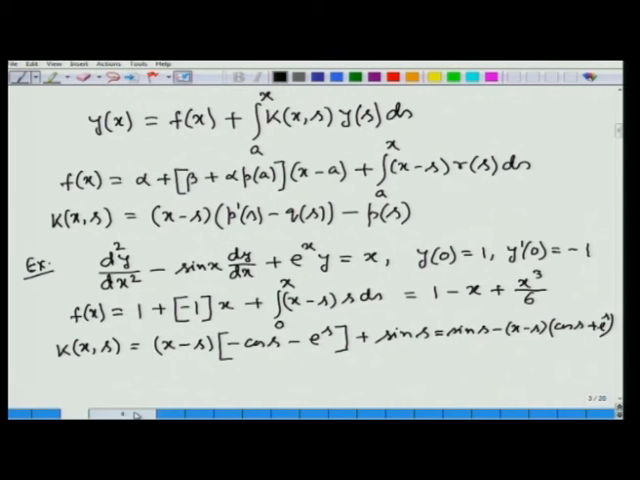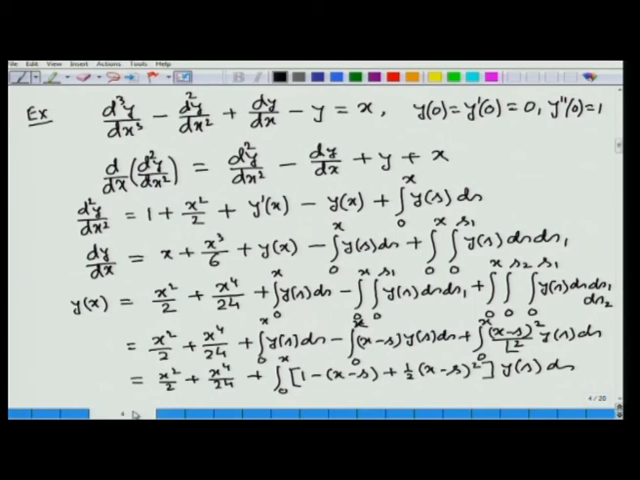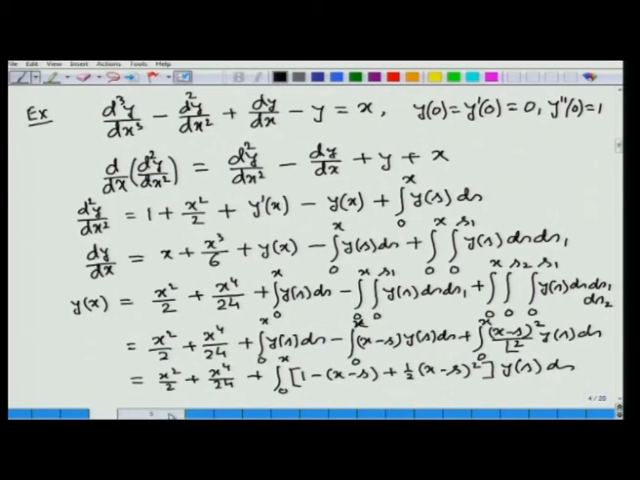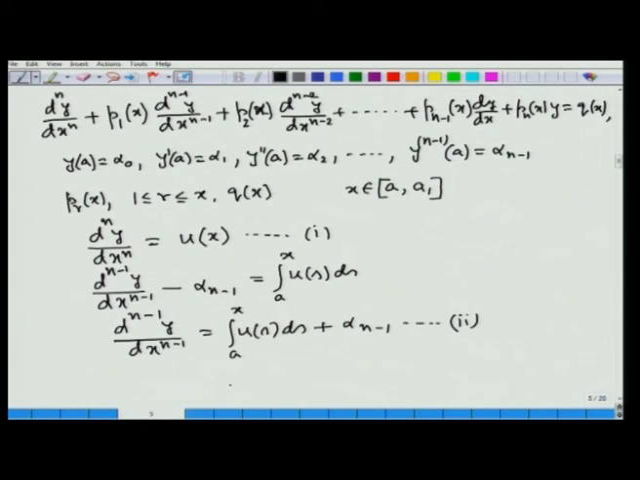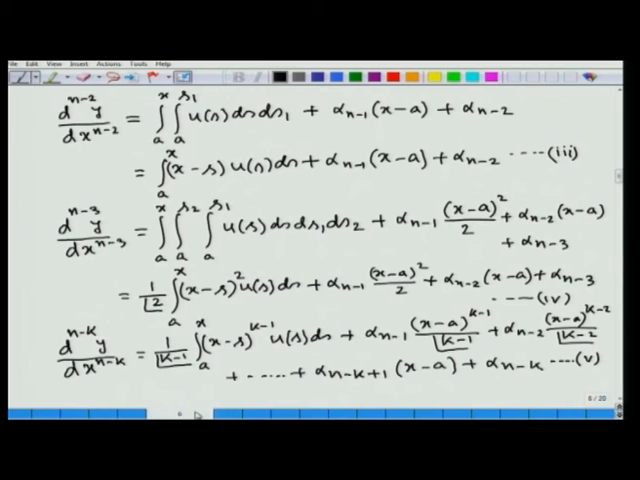Then we considered one example where p(x) is minus sin x, q(x) is e to the power x, and the right hand side function is x. This technique can be adopted for third or fourth order equations, but of course it is not possible to extend this idea in general, as it will be a little difficult to arrange the terms appearing after integration to write down the Volterra integral equation for the nth order ordinary differential equation. For those cases, we have to assume dny dxn equal to u(x), and then using successive steps you can find the (n minus 1)th derivative of y in terms of u, the (n minus 2)th derivative of y in terms of u, and in general the (n minus k)th derivative of y in terms of u.